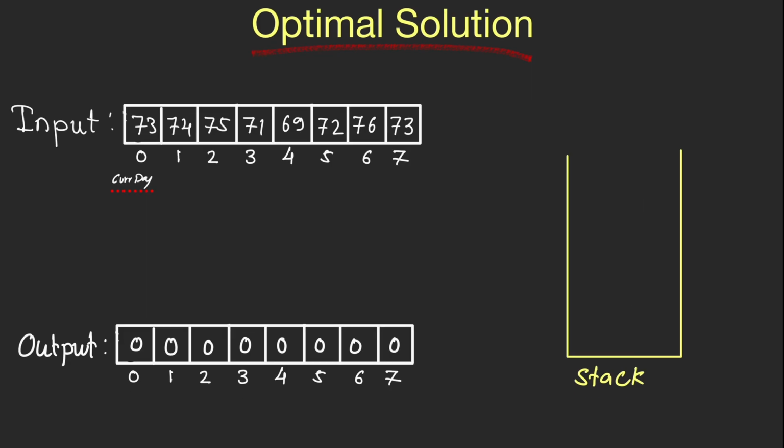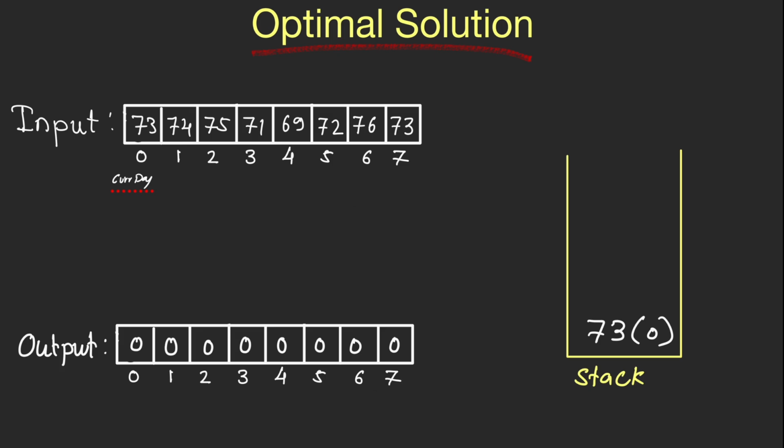Let's break down the solution step by step. Initialize an empty stack and an output array, which is initialized to 0. Traverse the given list of temperatures from left to right. Current day is pointing to day 0. As the stack is empty, push day 0 to the stack. It means we haven't found the warmer temperature for day 0 yet.